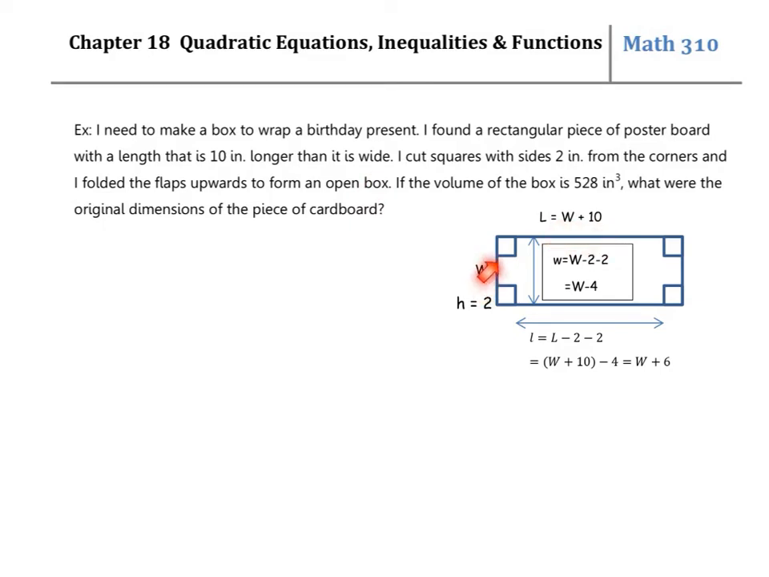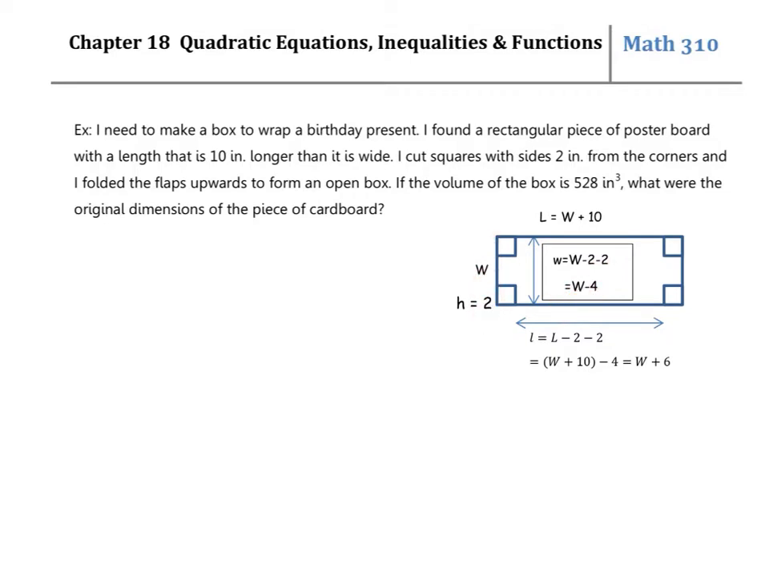This distance in here between the flaps, or between the cutouts, represents the width of the box that I create. And we'll use a little w to talk about the width of the box. The big W talks about the width of the poster board. So if you take the width of the poster board and you cut away these 2 inches and you cut away 2 more inches, then the little width here is the big width, then you take away those 2 inches and you take away those 2 inches. In other words, it's the big width minus 4.